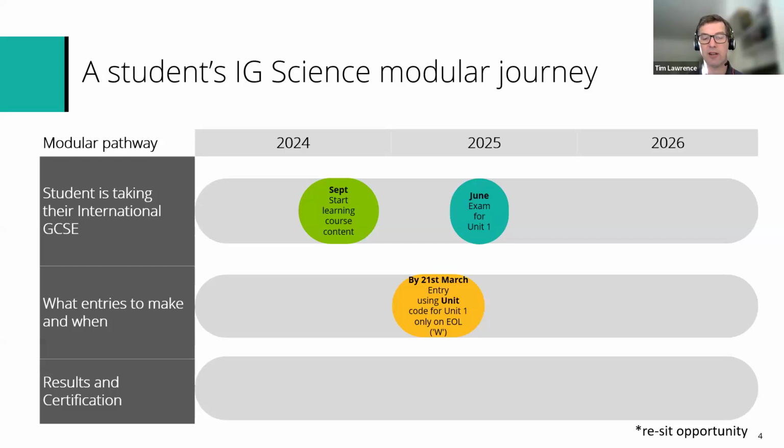So 21st of March 2025 is the deadline for making entries for those. There'll be results in August for those first exams. And in our example here, we're imagining that you might enter students to take their Unit 1 exam at the end of their first year of study. Of course, it's also possible to spread the teaching over 3 years, and quite a number of schools will do that. But GCSE courses by default are really designed to be taken over 2 years. And so you might take one unit, having completed half the content at the end of that first year.